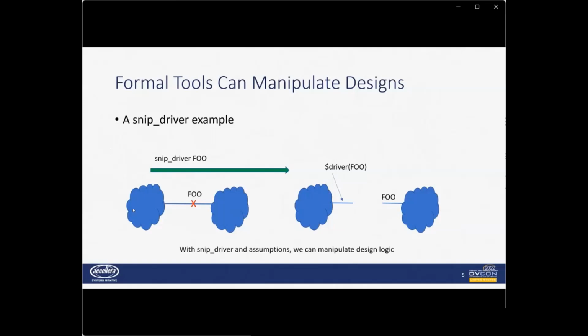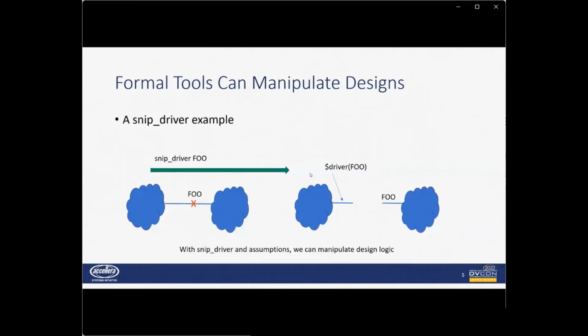So for example, here we have two logic cones. We have the left one driving the right-side logic cone, and foo is a signal where we want to do a stop driver. So after applying this stop driver command on the signal foo, we actually remove the driver. So now foo becomes a floating net. And the previous driver of foo can now be referred to as $driver(foo).